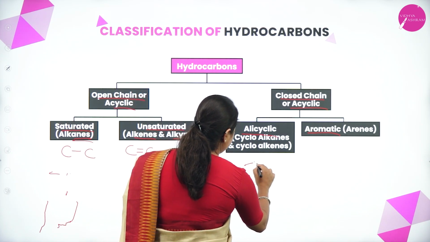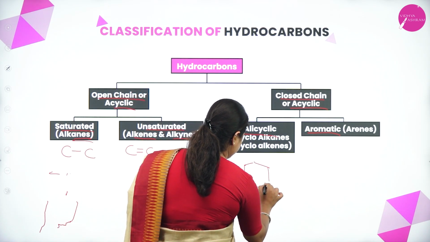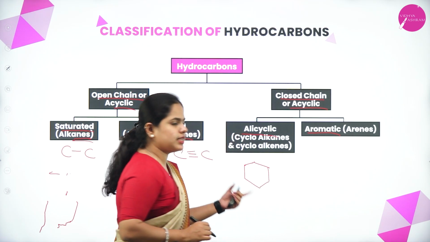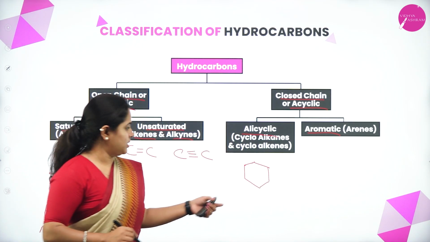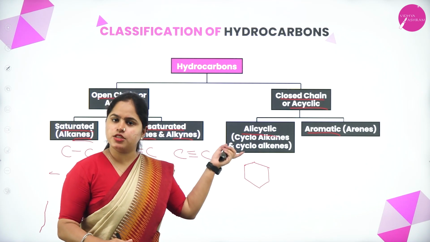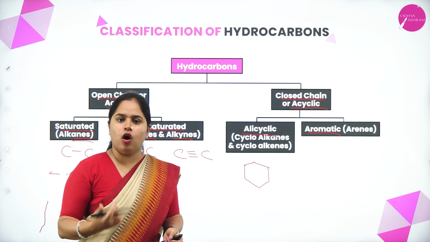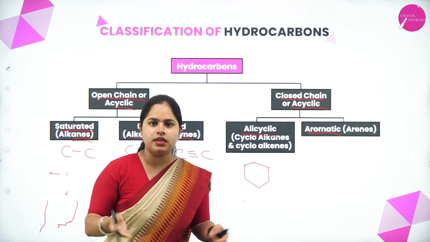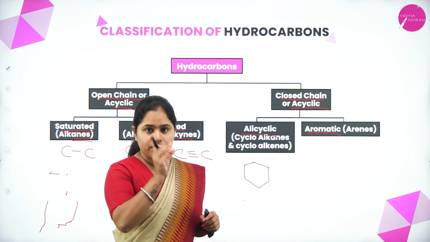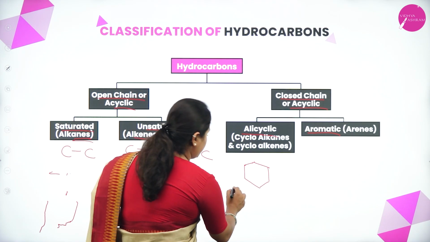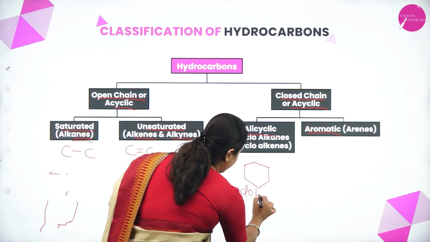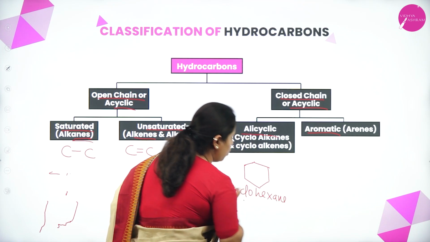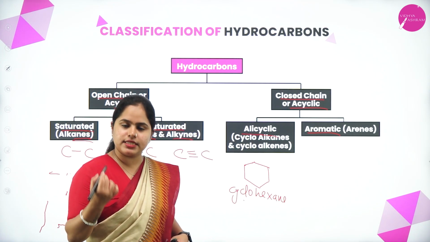So for example, this is an example of a cycloalkane. This is hexane. So is this benzene? It is not benzene because it does not have alternate double bonds. This is just an alkane which is present in a cyclic structure. So it is prefixed by the name cyclo. The name of this compound will be cyclohexane, right? Cyclohexane because it has 6 carbon atoms.